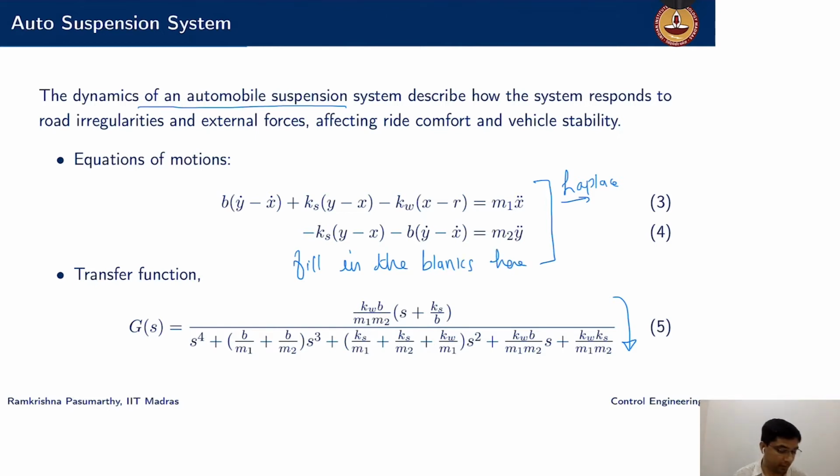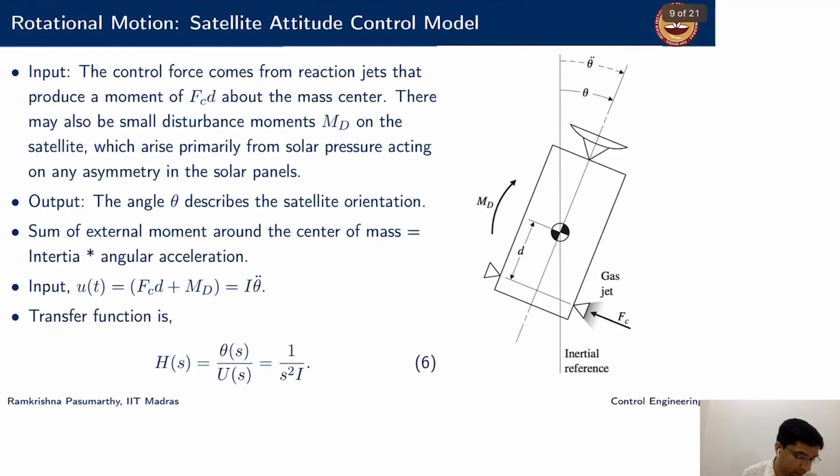Okay, fill in the blanks by just writing down the appropriate steps. So just straightforward, just take Laplace transforms of both sides, and then check how the output will look like. Okay, so some complex looking systems can also be modeled simply, right?